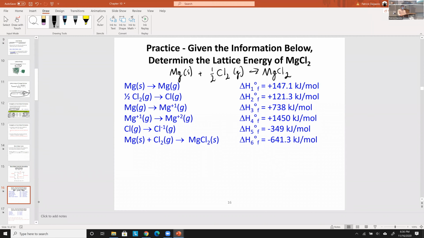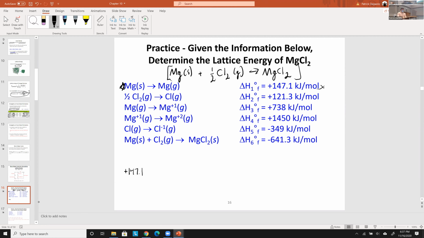So the first thing we can do is exactly what we did. We can turn this solid into a gas. Do we have an equation with that? Oh, yes, we do. That's equation number 1. So turn it into a gas. We can take this and we can add it. So that's going to be plus 147.1.